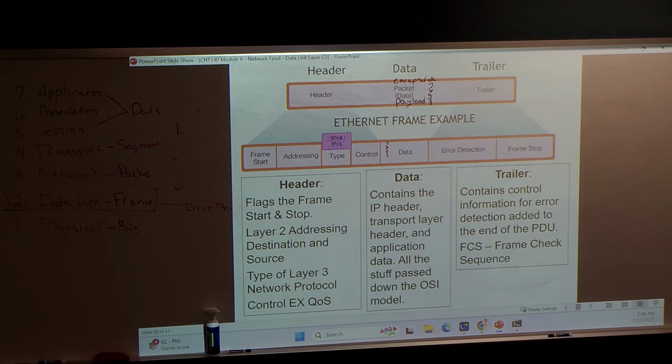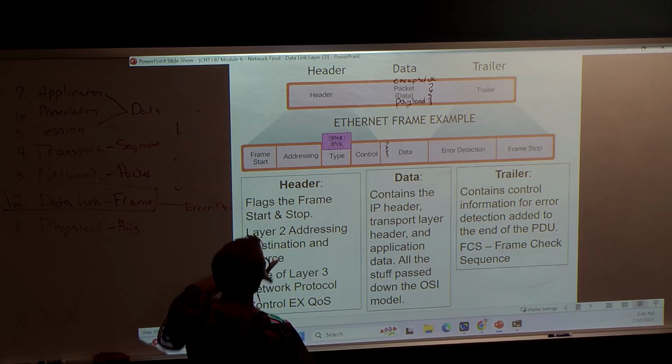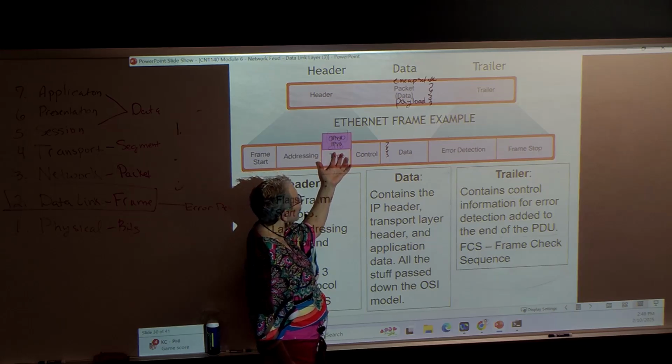You said that the FCS is the last one. The frame check sequence, I think it's 8 bytes. I'd have to double check. If you're going to take the CCNA, you have to memorize this. I honestly think it's 8 bytes. It might be 4. Again, those are certain things that you just have to memorize, right? This one I know is 4 because it's easy.